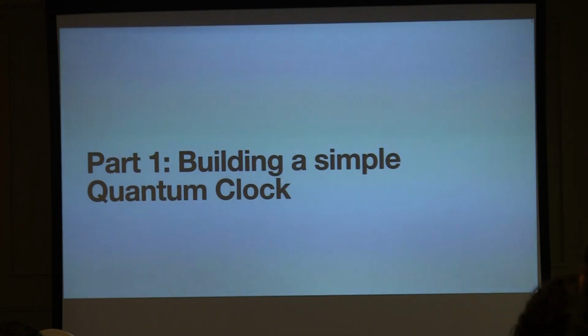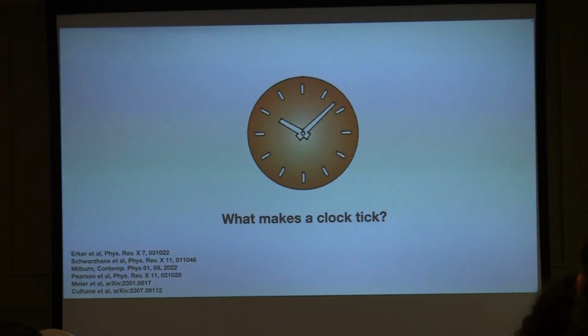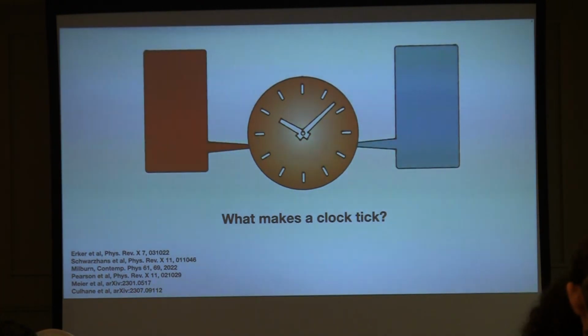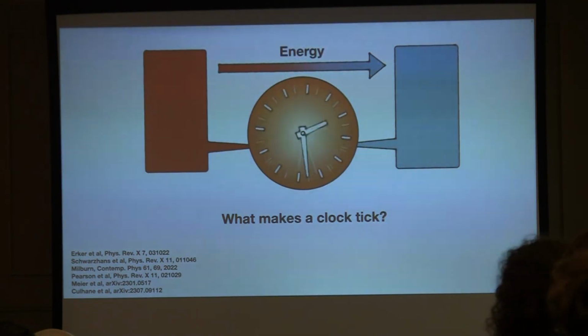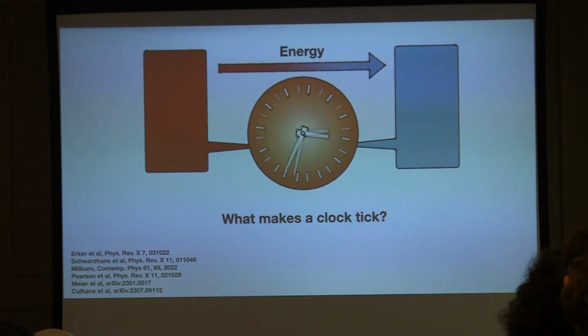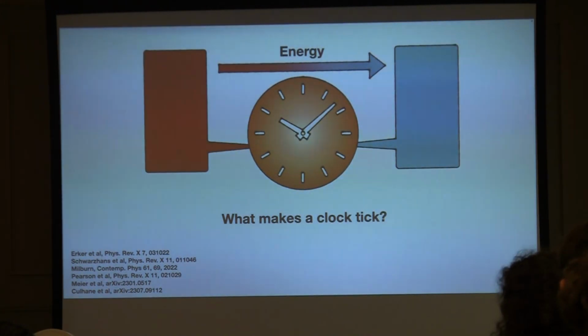So first, part one, building a simple quantum clock. So what makes a clock tick? Well, as Jared alluded to, there's quite a lot of processes that can actually make a clock tick. But in general, if you're thinking about a stationary set of thermodynamic properties, what you basically need is some sort of thermodynamic gradient. This could be a temperature gradient, it could be some sort of chemical potential, but basically you want energy to flow from one system to another via some other system, which drives an oscillatory process.